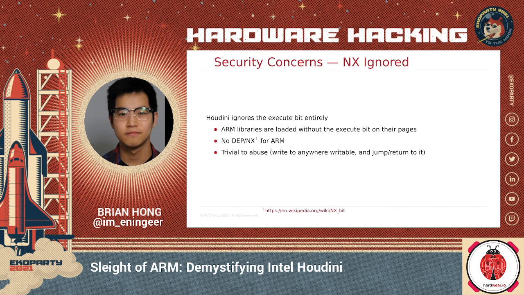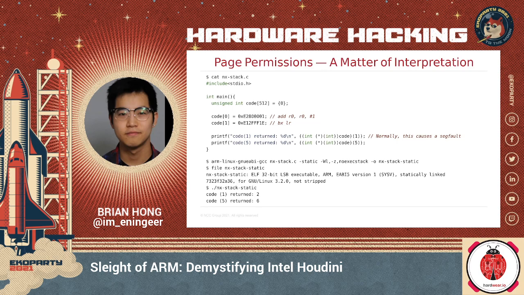And to show you, I have this little program. I just allocate some memory on the buffer, code of 512 bytes, initialized with 0. I write two things in there. They're ARM instructions for adding 1 and then returning. I cast it to a function and I call it. Normally, on real hardware that would cause a seg fault, jumping to the stack. But here we see that it just ran fine. This is also on the Chromebook.